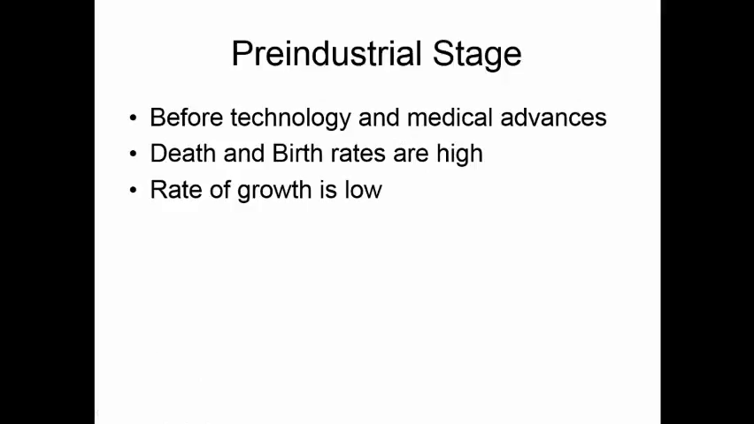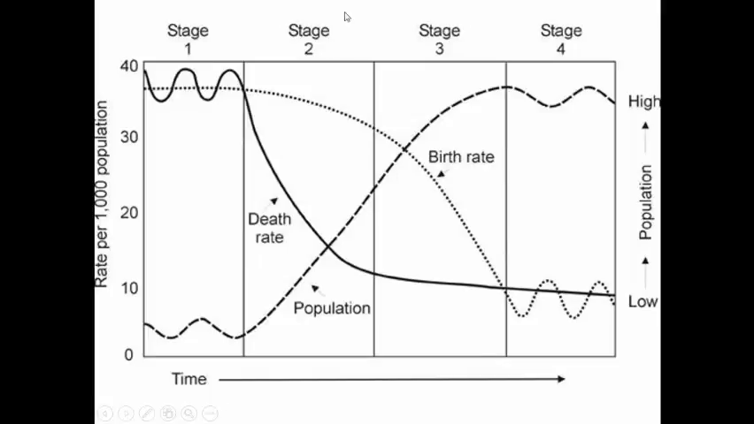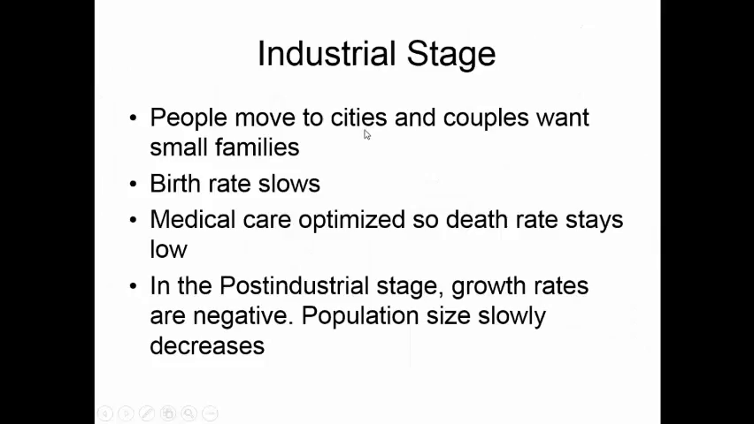So the pre-industrial stage is before the technology and medical advances, so death and birth rates are very high, and the rate of growth is very low. All right, the transitional stage is where food production and healthcare improve, so we have lots of agriculture. The death rate drops, but our birth rates stay pretty high because you have lots of agricultural families, and big families provide lots of help in the field. So you get lots and lots of births, but much fewer deaths, and the population really starts to increase.